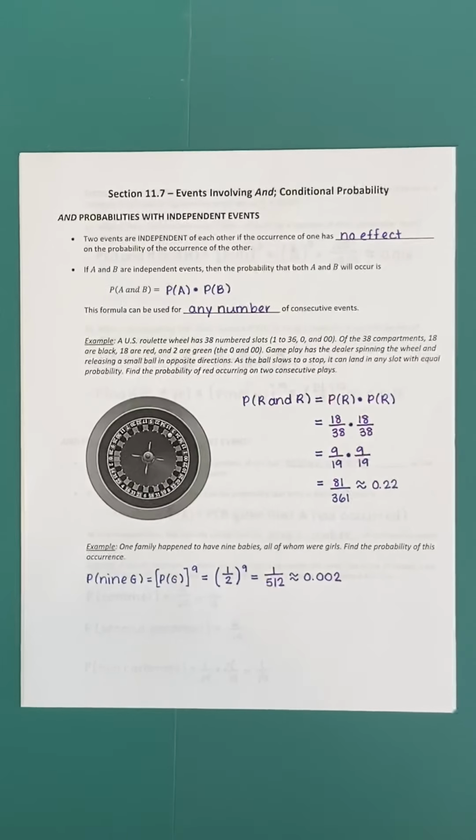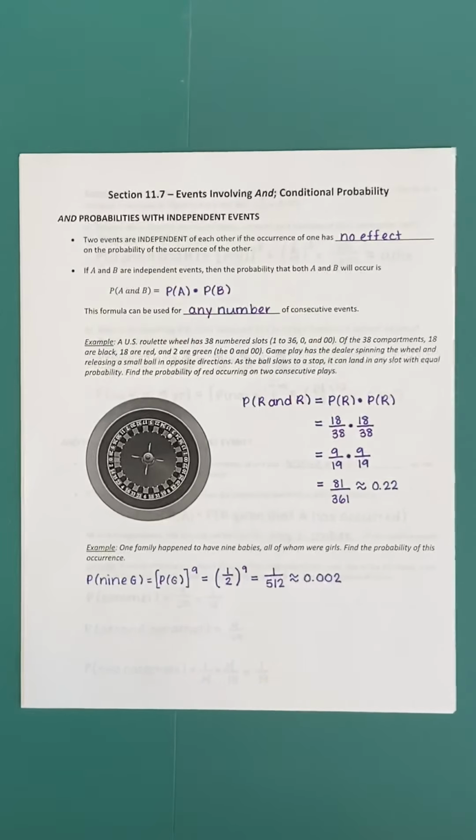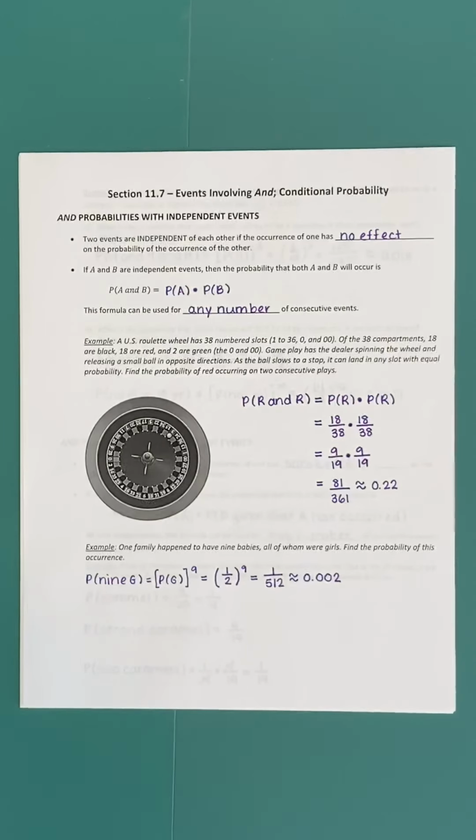Okay, so let's look at a gambling situation. A US roulette wheel has 38 numbered slots, numbered 1 to 36, and then there's a 0 and a double 0. Of the 38 compartments, 18 are black, 18 are red, so those are going to be the numbers from 1 to 36, and then 2 are green. Those are going to be the 0 and the double 0.